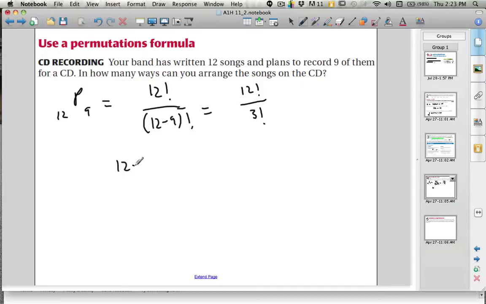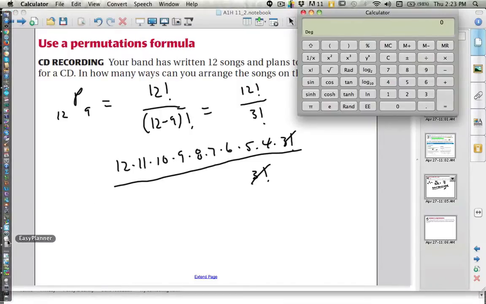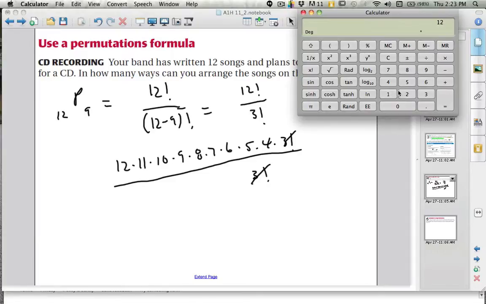And 12 factorial is 12 times 11 times 10 times 9 times 8 times 7 times 6 times 5 times 4 times 3 factorial over 3 factorial, and those cancel. And if I pull out my calculator, then I can find how many different ways we can do that. So that's 12 times 11 times 10 times 9 times 8 times 7 times 6 times 5 times 4.